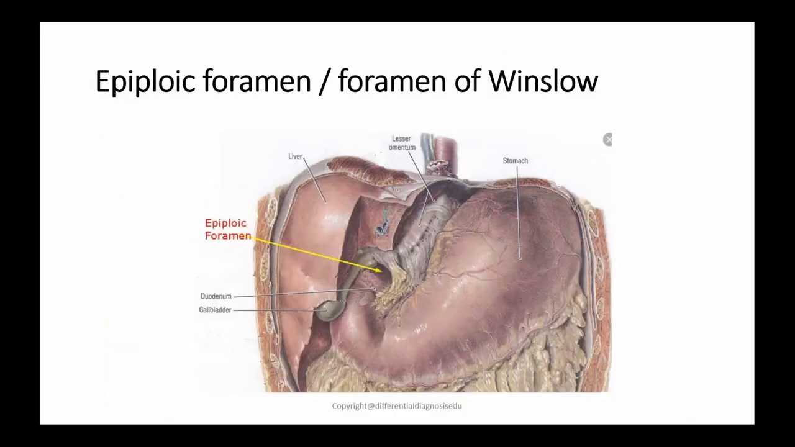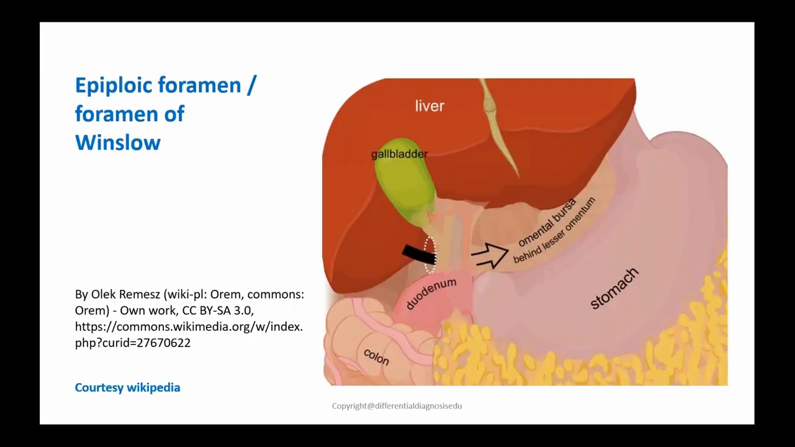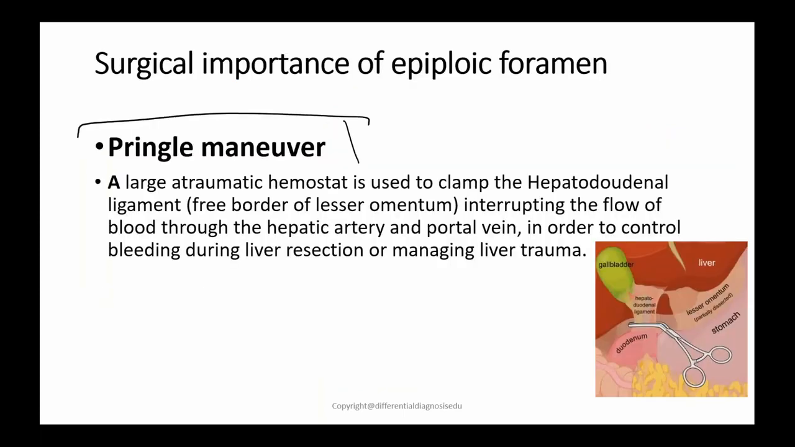So during the surgery, you can actually put your finger and compress this hepatoduodenal ligament. And this is the only communication between greater and lesser sac. So you can do the Pringle maneuver. At this point, you can compress. Let's say if there is bleeding during the surgery, you can actually put your finger here and compress this area to stop the bleeding. This is called Pringle maneuver.